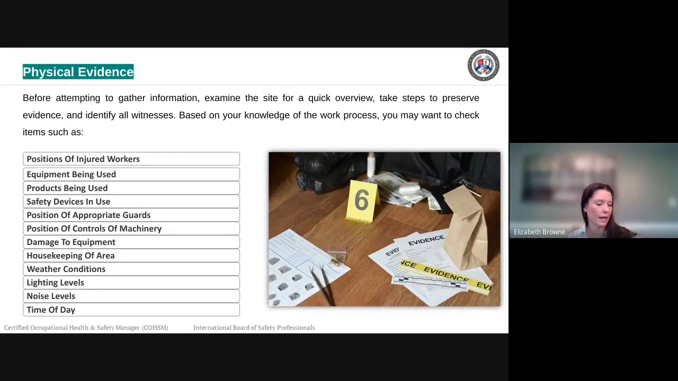All right, before attempting to gather information, we want to examine the site. For a quick overview, especially in an accident situation, we want to take steps to preserve any evidence and identify all witnesses that could have witnessed the accident occurring. And based on your knowledge of the work process, you may want to check things like positions of the injured workers, equipment being used, products being used, the safety devices in use, the position of appropriate guards, and controls of machinery, if they existed. Was there damage to the equipment? What was the housekeeping like in the area?